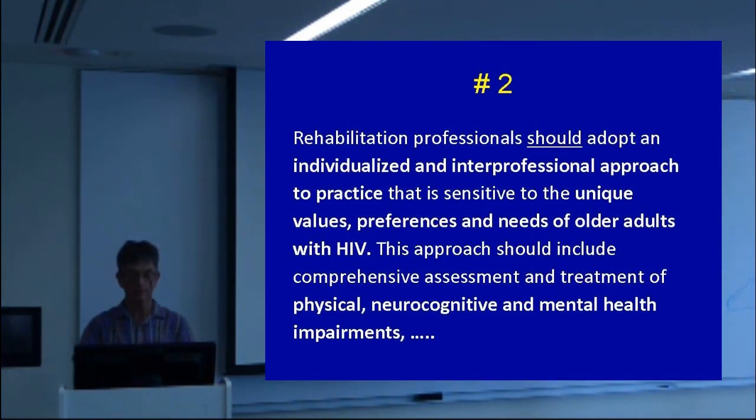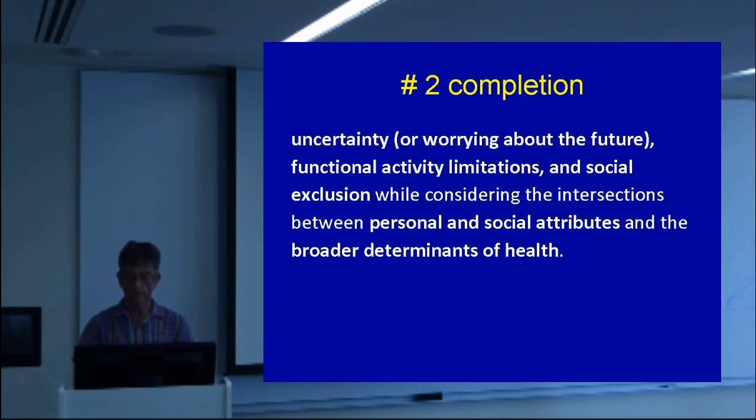We've heard that several times today, to practice that is sensitive to the unique values, preferences, and needs of older adults with HIV. And this should include comprehensive assessment and treatment of physical, neurocognitive, and mental health impairments, uncertainty, worrying about the future, functional activity limitations, and social exclusion, while considering the intersection between personal and social attributes and broader determinants of health.